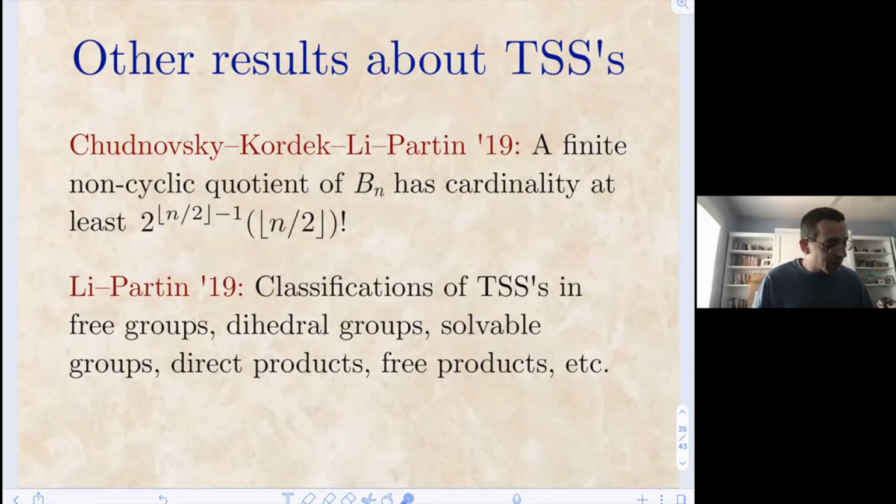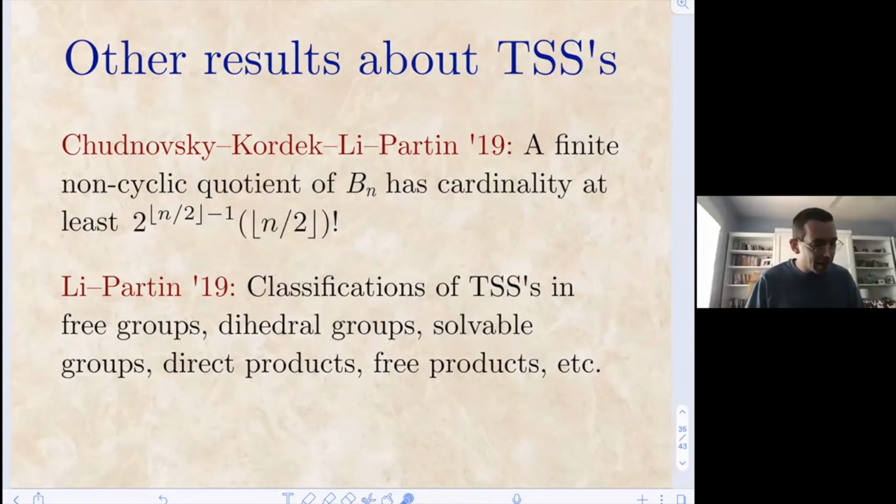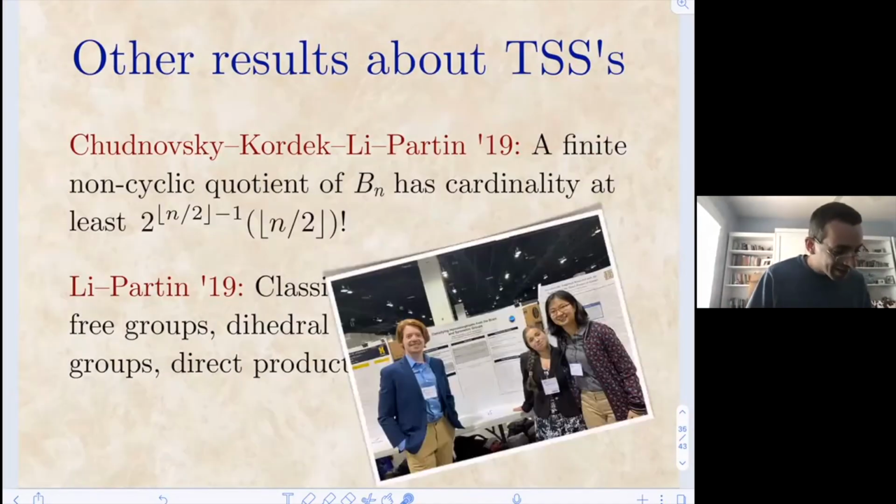Two of the undergraduates also classified totally symmetric sets. In a free group, a totally symmetric set has size at most 1. In a dihedral group, it's, I think, size at most 2. In solvable groups, it's size at most 4. So that allows you to control homomorphisms between groups. I think I have a picture here. This is Caleb and Lily and Alice. Yeah, that's their project at the joint meetings.